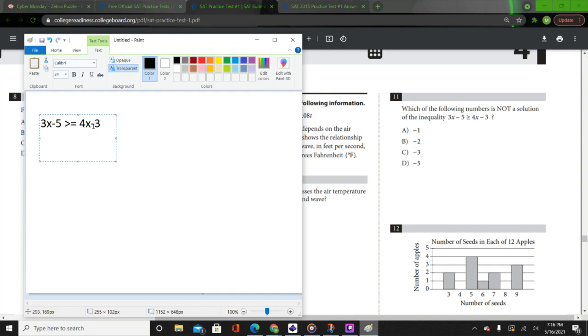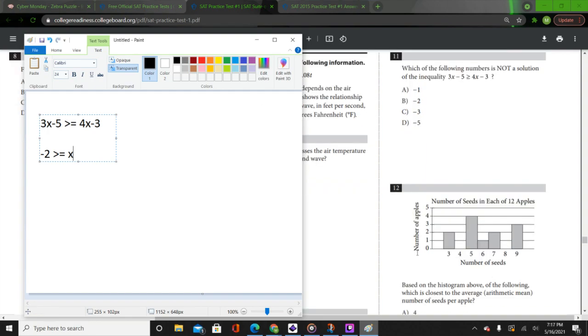We're going to get x on one side and everything else on the other. So we're going to end up with negative 2 is greater than or equal to x. So which one is not the case? Well, lo and behold, there is one thing greater than negative 2, and that is negative 1, A. And for 11, the answer is indeed A. So that's perfect. So we'll move on to number 12.